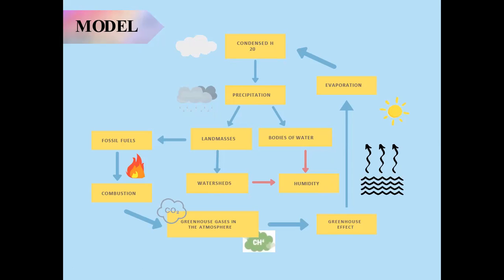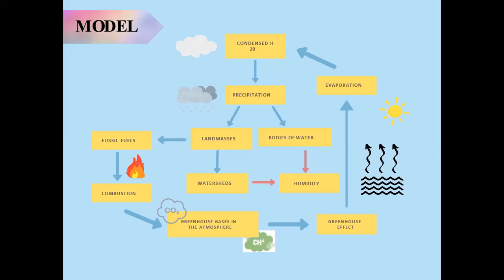The greenhouse gases in the atmosphere, typically caused by burning of fossil fuels, lead to the greenhouse effect, which results in humidity that drives the evaporation of water from the watersheds and other bodies of water. Thus, the cycle of our non-living system repeats itself again. But what happens if you remove a part of the equation? Will the system continue as before, or will there be changes?